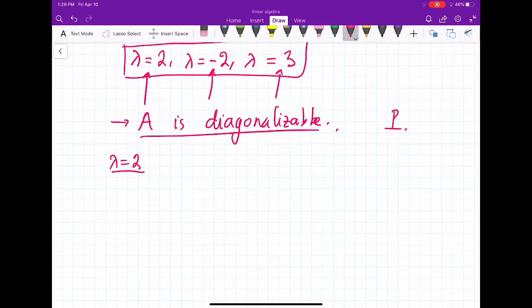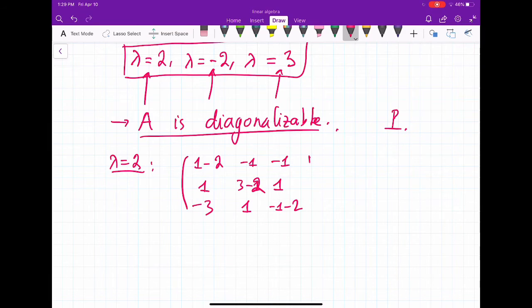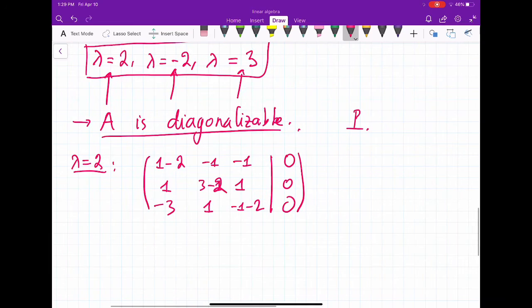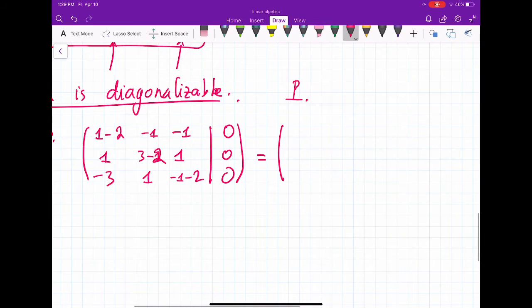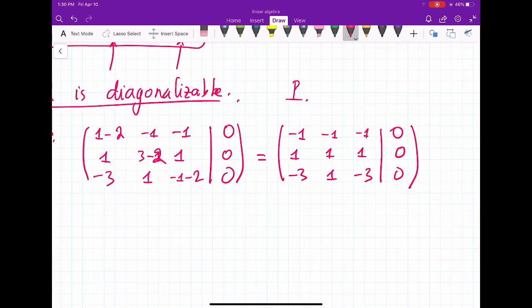For lambda equal to 2, I have 1 minus 2, -1, -1, 1, 3 minus 2, 1, and -3, 1, -1 minus 2, and I need to solve the homogeneous system. This is equal to -1, -1, -1, 0, 1, 1, 1, 0, -3, 1, -3, 0. I might ignore the first equation because that is just a scalar multiple of the second one.